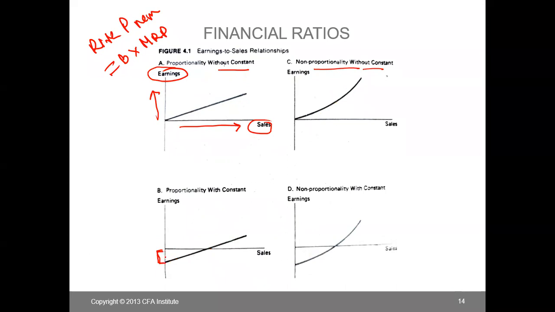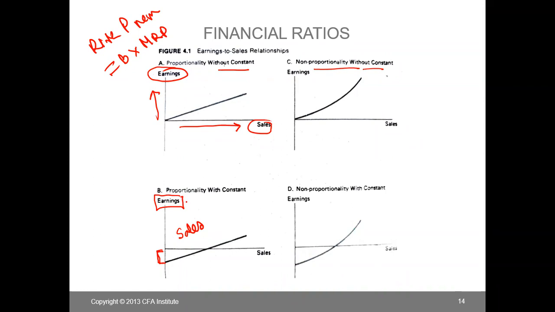How is it possible? What does it mean? Say sales equal to 0, but you are incurring some expenses for which you are getting negative earnings. What kind of expenses still need to be incurred when your sales is 0? Fixed costs. Okay, that is good.